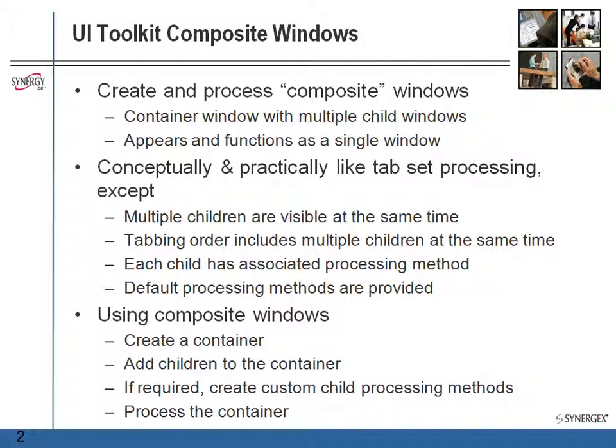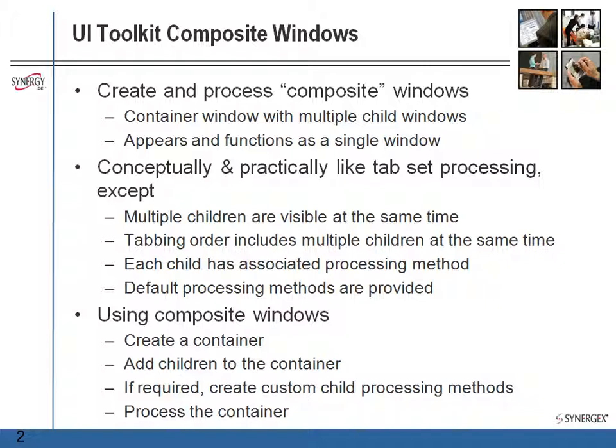The differences are that whereas a tab set window allows you to process multiple child windows in a container, but only see one of those child windows at each time, composite windows allow you to see all the child windows at the same time. The tabbing sequence within a composite window includes the various child windows. So as you tab off the end of an input window, for example, focus will seamlessly move to the beginning of the next child window.